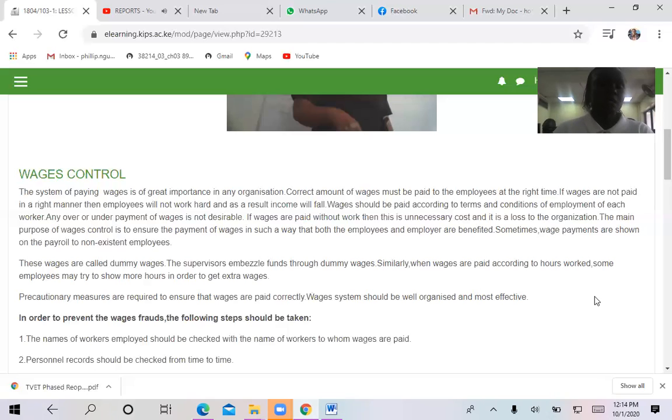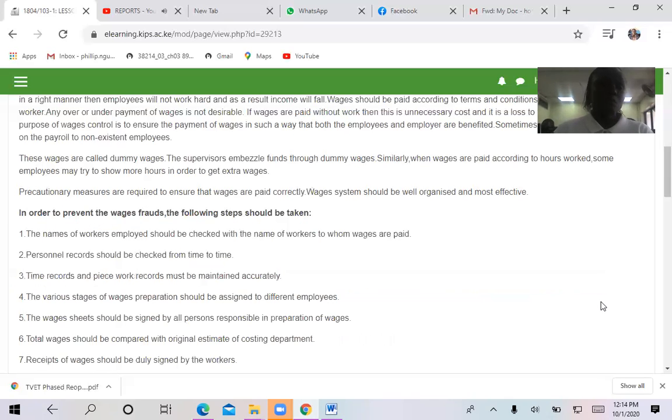So supervisors and other persons may be behind dummy wages. Similarly, when wages are paid according to hours worked, some employees may try to show more hours in order to get extra wages. So we must have precautionary measures to ensure that the wages are paid correctly. The wages system should be well organized and most effective. So in order to prevent wages fraud, the following steps should be taken.